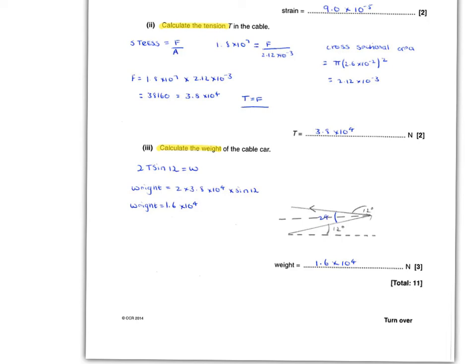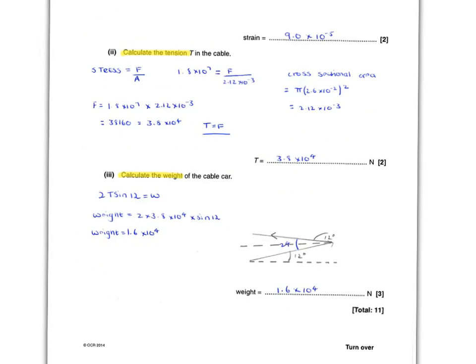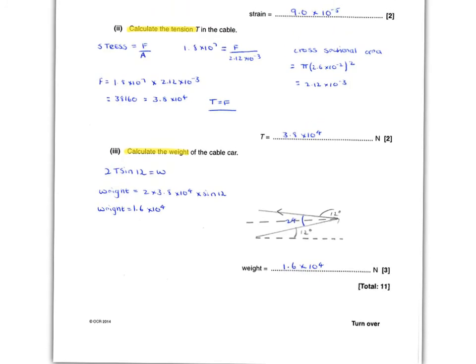But there's an alternative way to tackle this question. You can simply calculate the vertical components of this diagram here and then just simply add them together, which is quite simple. But yeah, that's how you answer question 3 on the December mock paper.